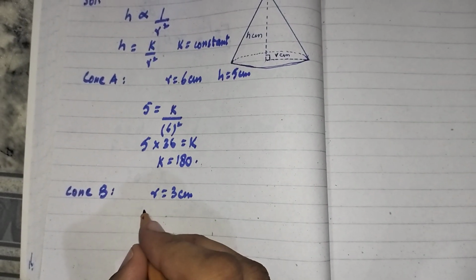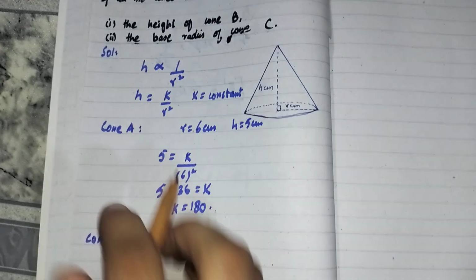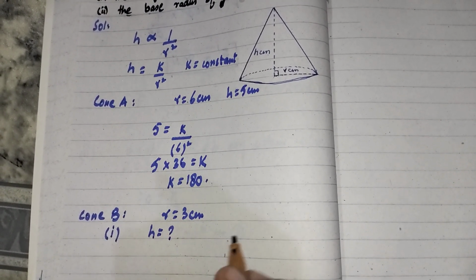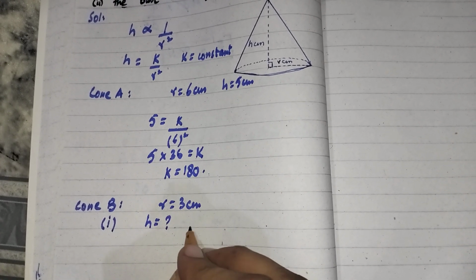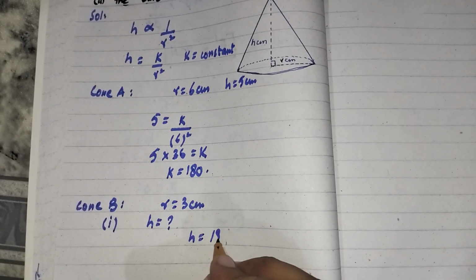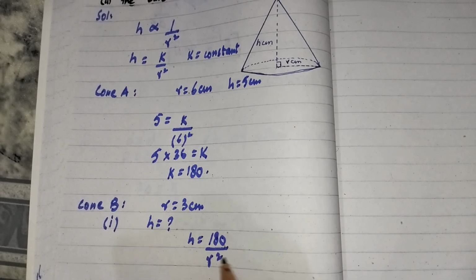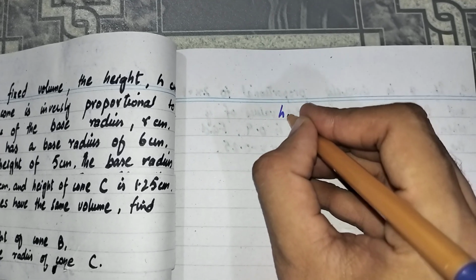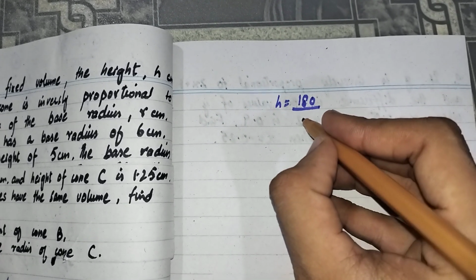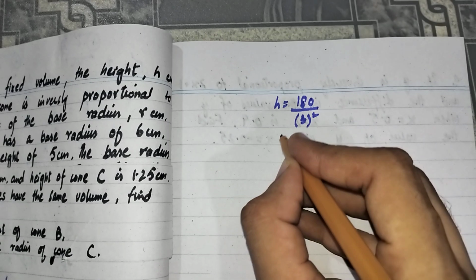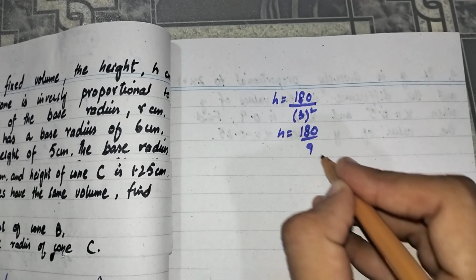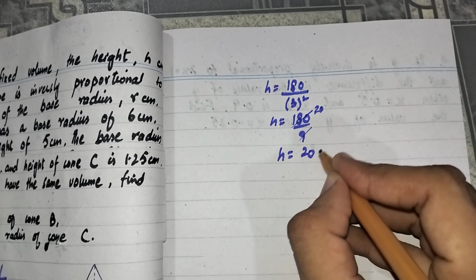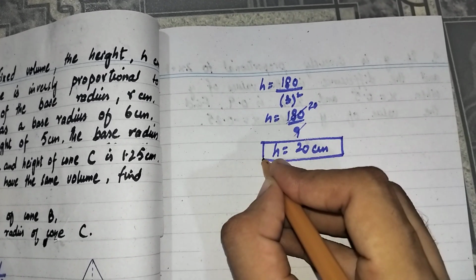First, in the first part, we will find the height of the cone B. Using the equation, h is equal to the value of k, 180, upon r square. We have to find h, so h is equal to 180 divided by r square. r is 3, so 3 square is 9, and h is equal to 180 upon 9. 9 twos are 18, so 20. So the height of the cone B will be 20 centimeter.